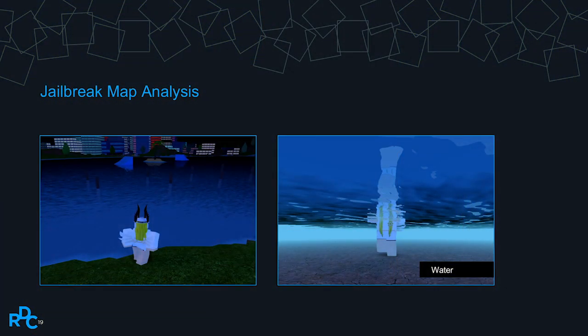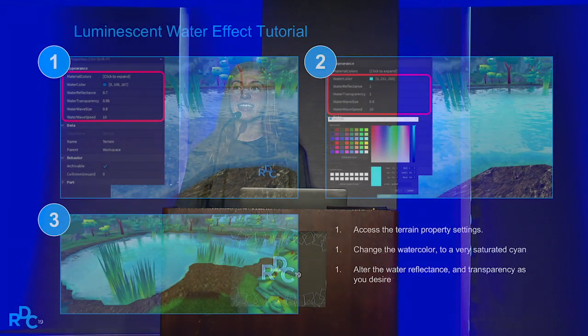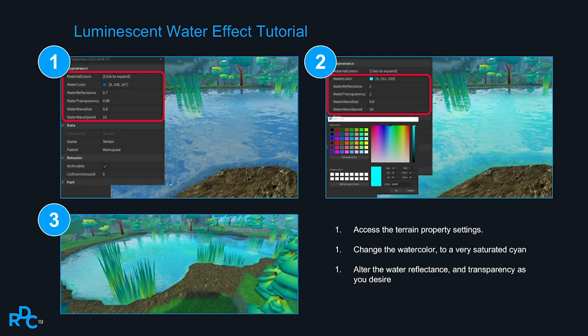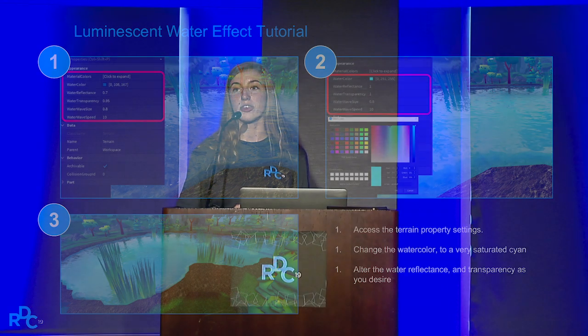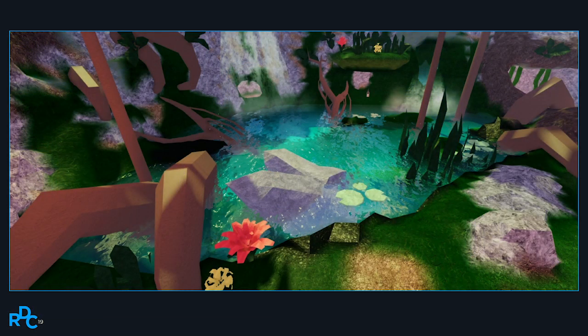So in Jailbreak, they have a really interesting water system where it almost appears to glow at night, or if you jump in it, it'll glow with your character. This is a really easily attained effect where if you go into your studio settings, you set the watercolor to a very vibrant and cyan color, change the transparency as you like, and you can achieve this yourself as well. And I use that for Feline's Destiny, so the water looks really crystallized anywhere you go.